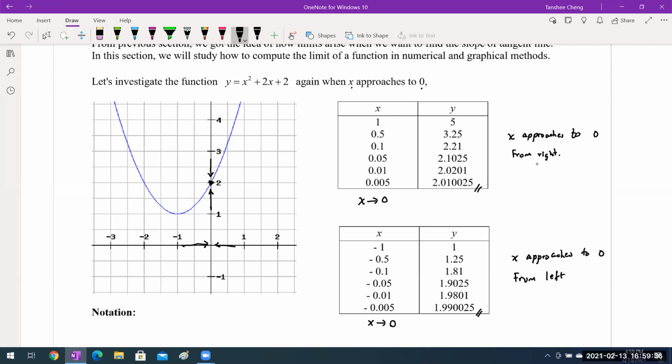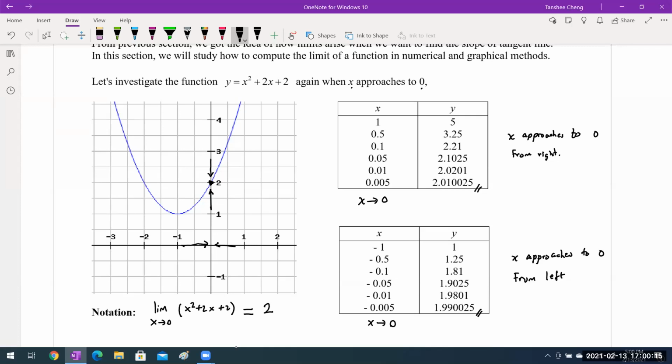So what I illustrated in this table of values, in terms of notation, we write like this: the limit as X approaches 0 of the function X squared plus 2X plus 2, and the limit value is 2. Because as we can see, it is getting closer and closer to 2. And this is a way of computing limits by looking at the numerical data.